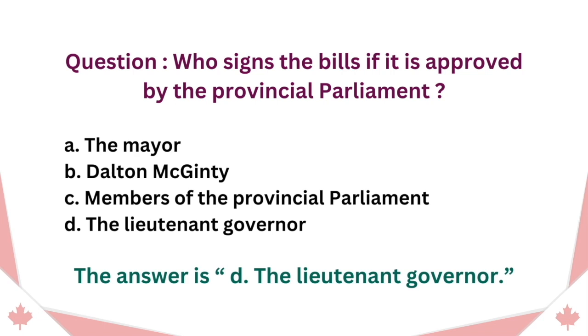Question. Who signs the bills if it is approved by the provincial parliament? A. The Mayor. B. Dalton McGuinty. C. Members of the provincial parliament. D. The Lieutenant Governor. The answer is D. The Lieutenant Governor.